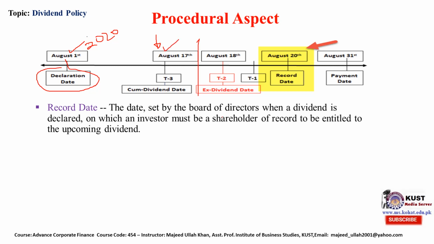The record date is the date set by the board of directors when a dividend is declared, on which an investor must be a shareholder of record to be entitled to the upcoming dividend. The dividend has been declared here, and it also announces that until 17th of August anybody should register himself in the company's share register book. If anybody was not registered till 17th of August, he will not receive any dividend. So that is the record date. The people must record themselves in the company.